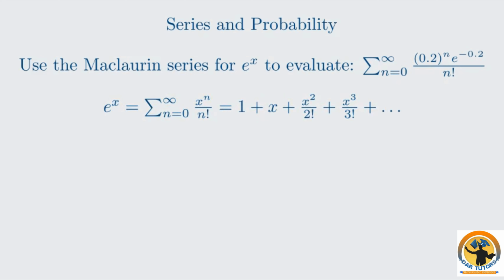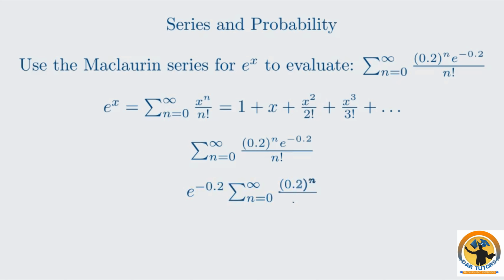Now, let's look at the series we need to evaluate. We have the sum from n equals 0 to infinity of 0.2 to the n times e to the negative 0.2, all divided by n factorial. Notice the term e to the negative 0.2. It doesn't depend on the index n, so it's a constant and can be factored out of the sum. Factoring out the constant gives us e to the negative 0.2 times the sum of 0.2 to the n over n factorial. Now compare the remaining sum with our Maclaurin series for e to the x.